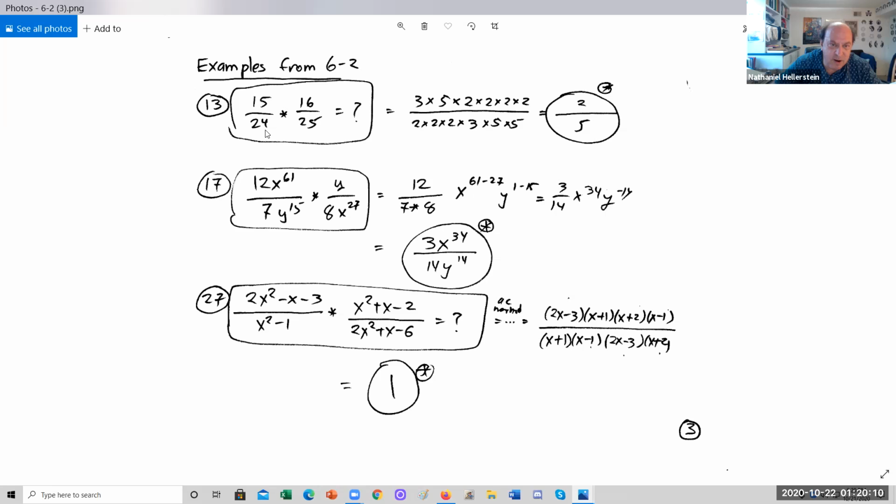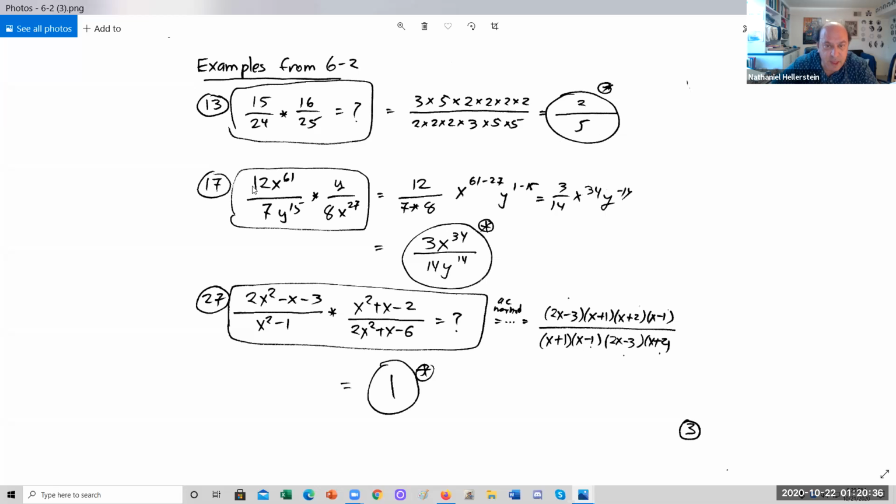Now, I'm surprised they even included this. This is just pure arithmetic: 15 24ths times 16 over 25. 15 is 3 times 5. 16 is 2 times 2 times 2 times 2. 24 is 2 times 2 times 2 times 3. 25 is 5 times 5. And after the 3s cancel and one of the 5s cancels and 3 of the 2s cancel, we're left with 2/5.